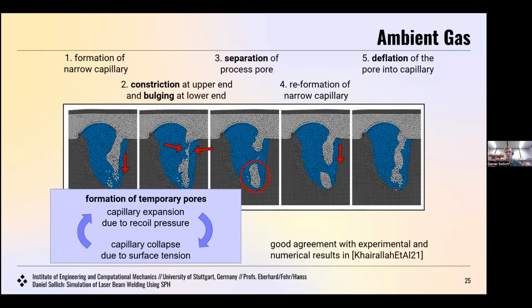So basically the result is that we have the formation of temporary pores due to alternating capillary expansion due to recoil pressure, as well as capillary collapse due to surface tension. And these results are also in good agreement with experimental and numerical results.